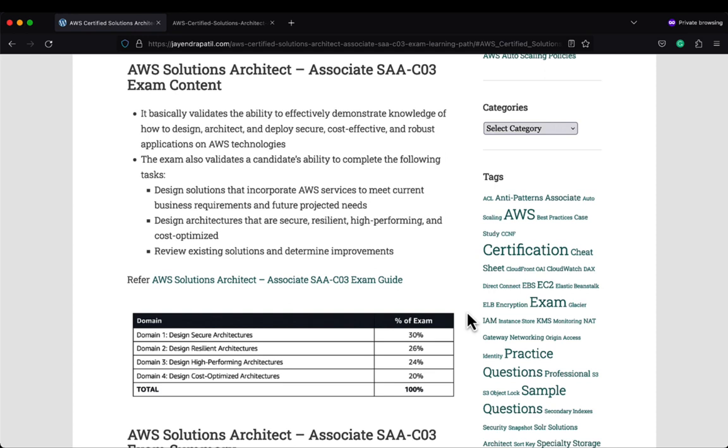Usually the questions would specify superlative terms like most secure, least cost, most resilient. So look out for the requirements before designing the solution.